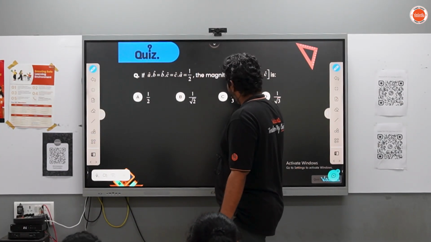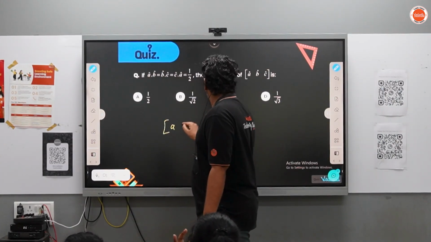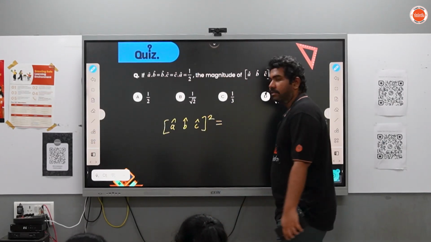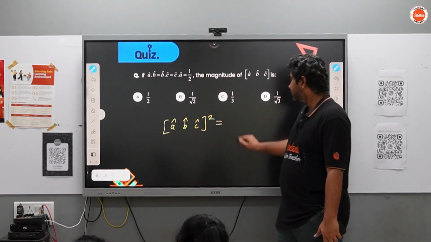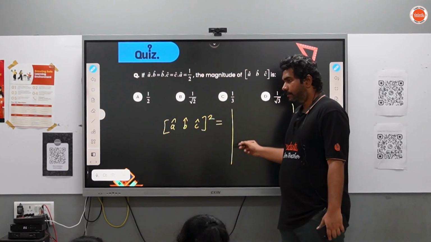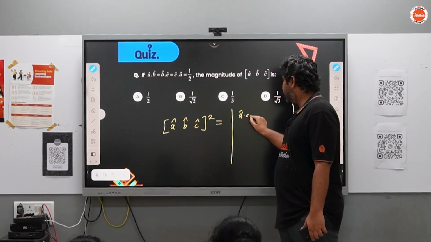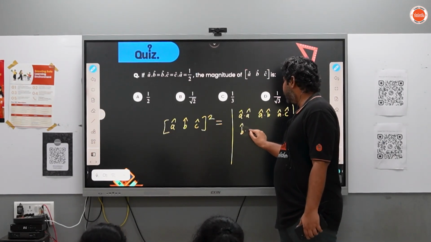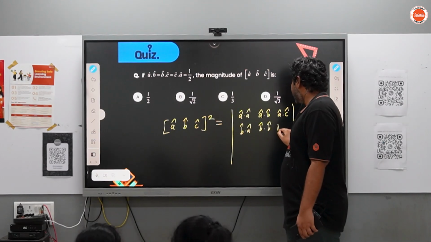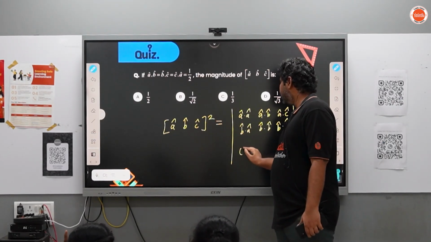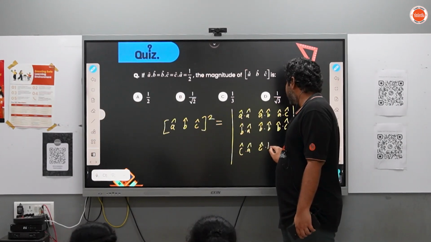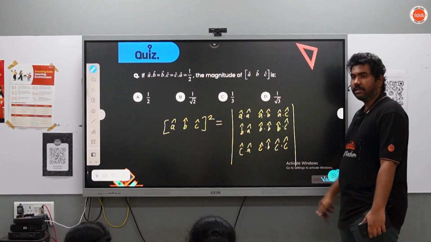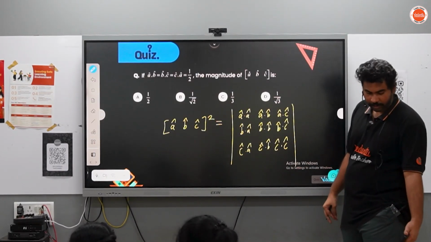Okay, I will give a hint. So what do you get when you do this? What do you get when you do this? We already studied, right? So it's going to be a cap dot a cap, a cap dot b cap, a cap dot c cap, and similarly b cap dot a cap, b cap dot b cap, b cap dot c cap, and c cap dot a cap, c cap dot b cap, c cap dot c cap. Okay. So this is also something you can do.